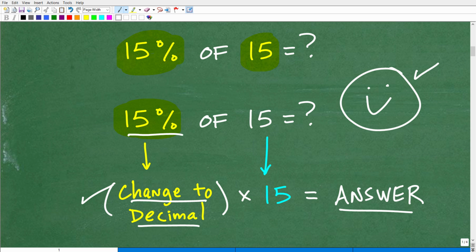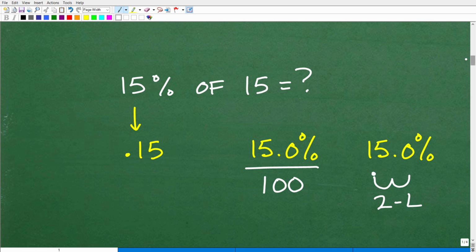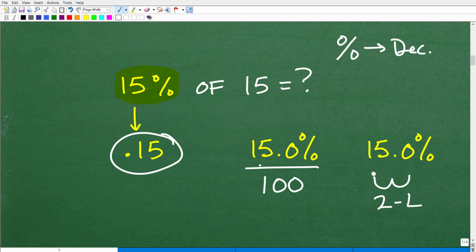So let's go ahead and talk about how we convert or write a percent as a decimal. This is not that difficult, and let me show you the procedure right now. 15% as a decimal is 0.15. So that's the answer right there. But how do we go from a percent to a decimal? Well, the procedure is the following: all we're going to do is take that percent and divide by 100. So we take our percent, divide by 100, and we have the decimal equivalent of that percent.